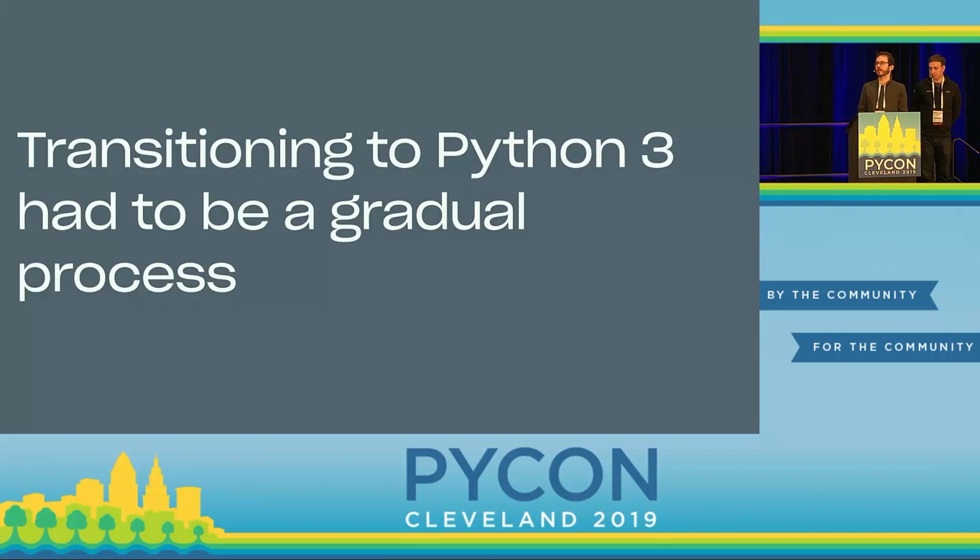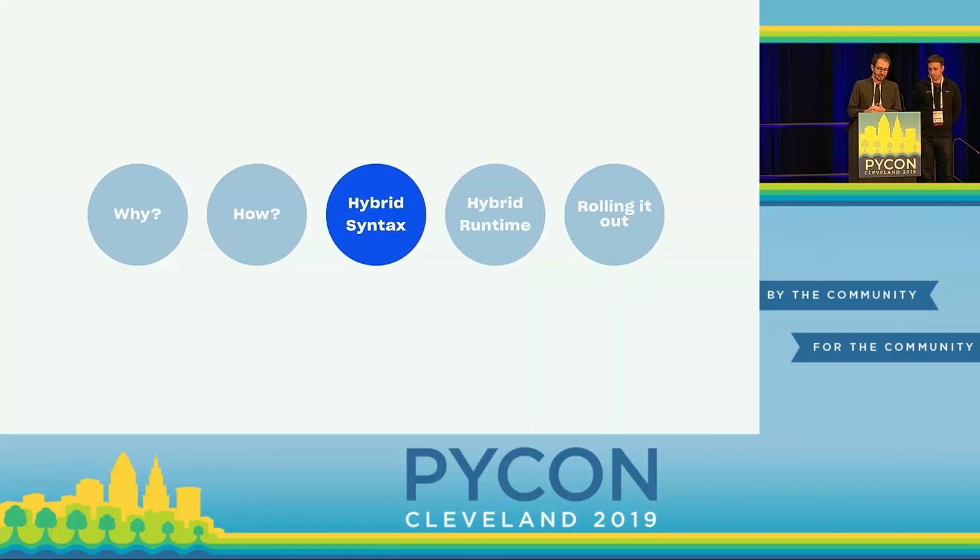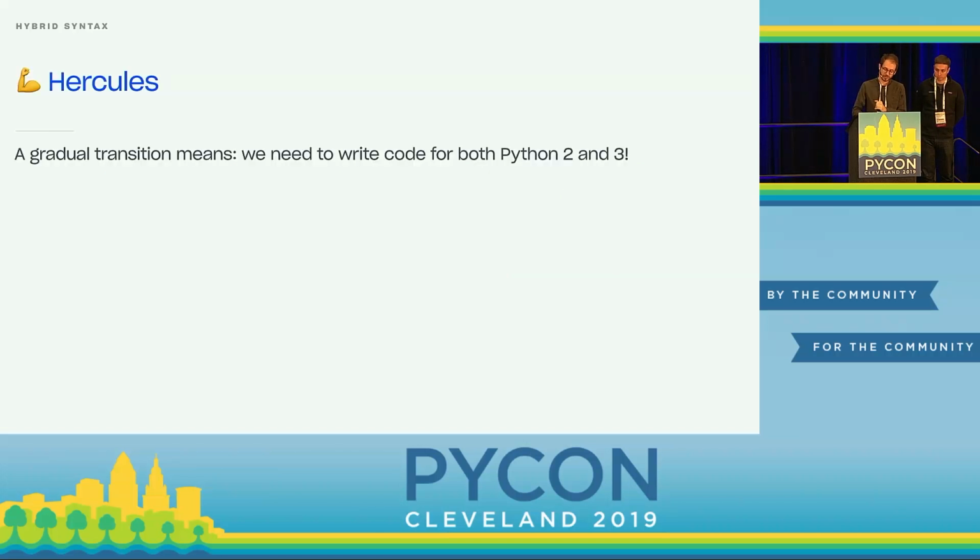The thing I really want everyone to take out of that is that the transition to Python 3 had to be a gradual process. It didn't happen overnight, it took a while, and we really iterated on that. So let's start a deep dive into how and what we specifically did. I want to talk about the syntax and the hybrid.